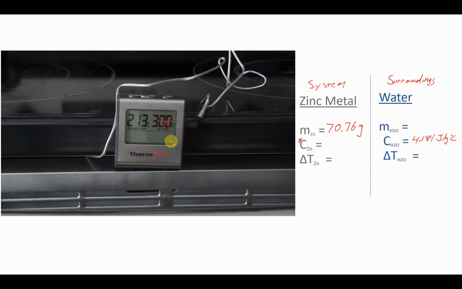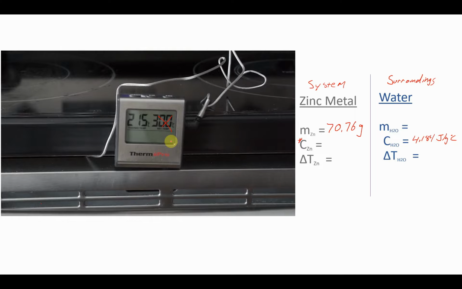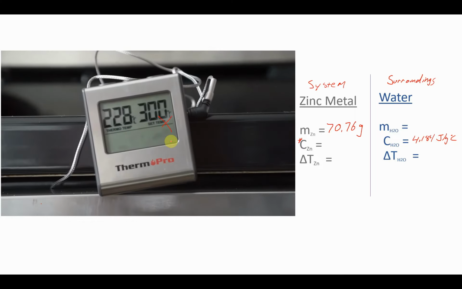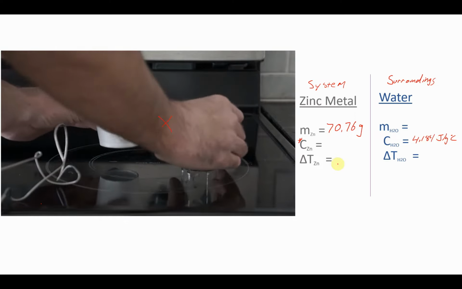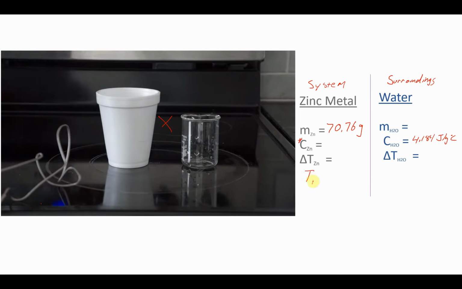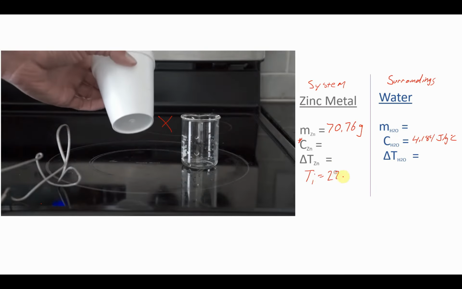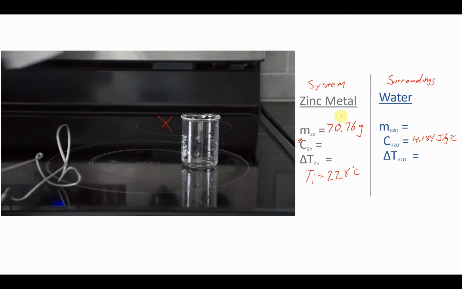So we're going to see how high that temperature goes, because since the metal's in the oven, we're going to assume the metal's initial temperature is there. So I'm going to say 228. All right, let's do 228. So I'm going to say initial is 228 degrees Celsius for the zinc.